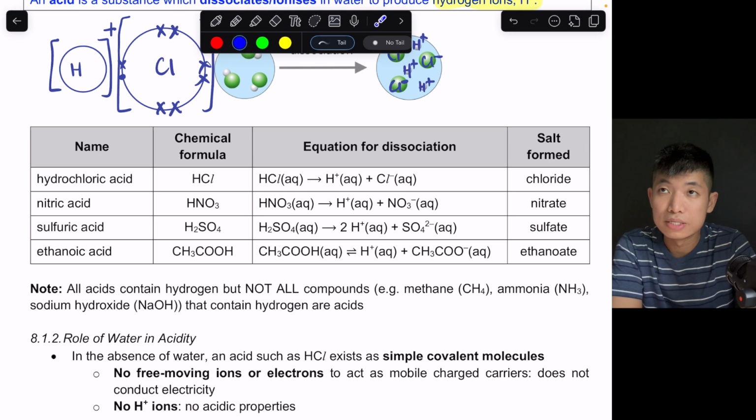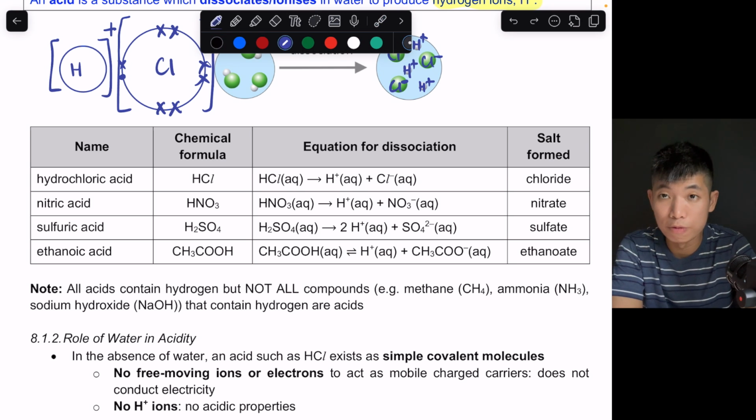You probably learned in lower sec that acids react with metals, carbonates, or bases to form salts. Depending on the type of acid that we use, the type of salt formed will also be different. So if you use hydrochloric acid, you get a chloride. If you use nitric acid, you get a nitrate, so on and so forth.